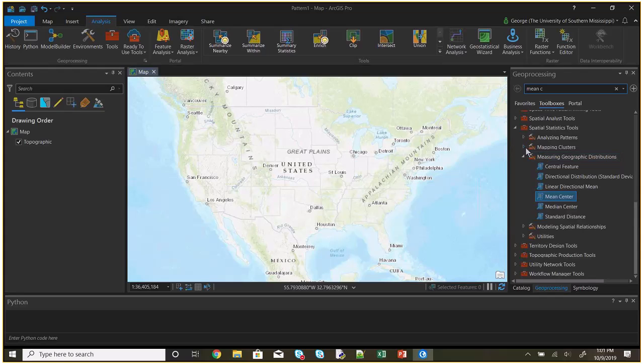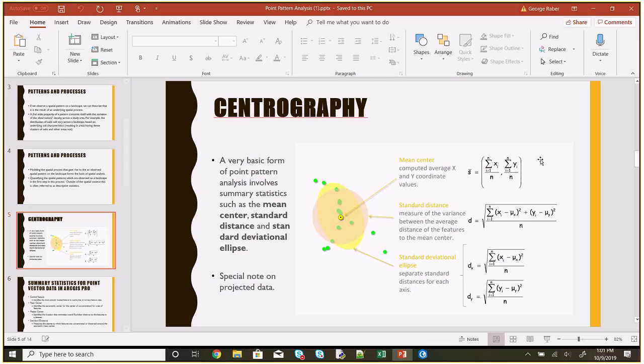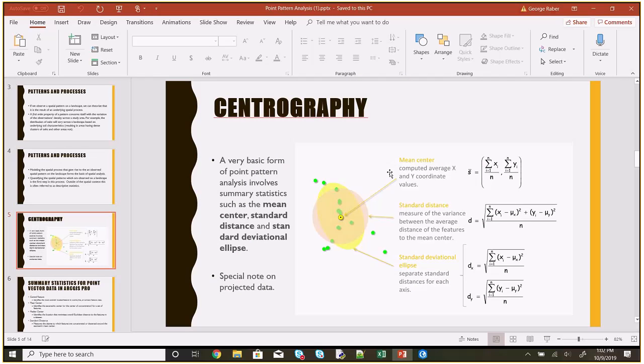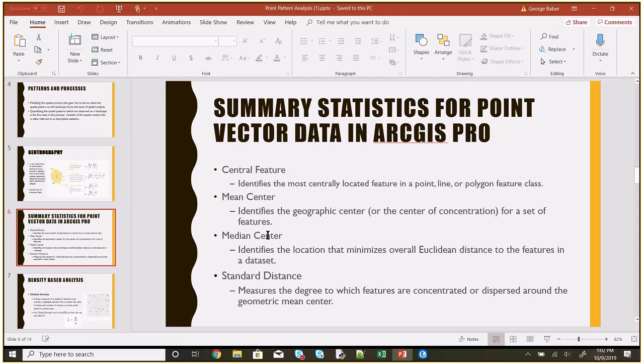Analyzing patterns will be next week. Mapping clusters will be next week. So this week we're mostly going to focus on this, and you can see that we have one called the mean center. The mean center is this one that I've talked about so far. But one that's not on this slide, but it's on the next slide, is the median center, and that identifies the location that minimizes overall Euclidean distance to all the features in the data set.